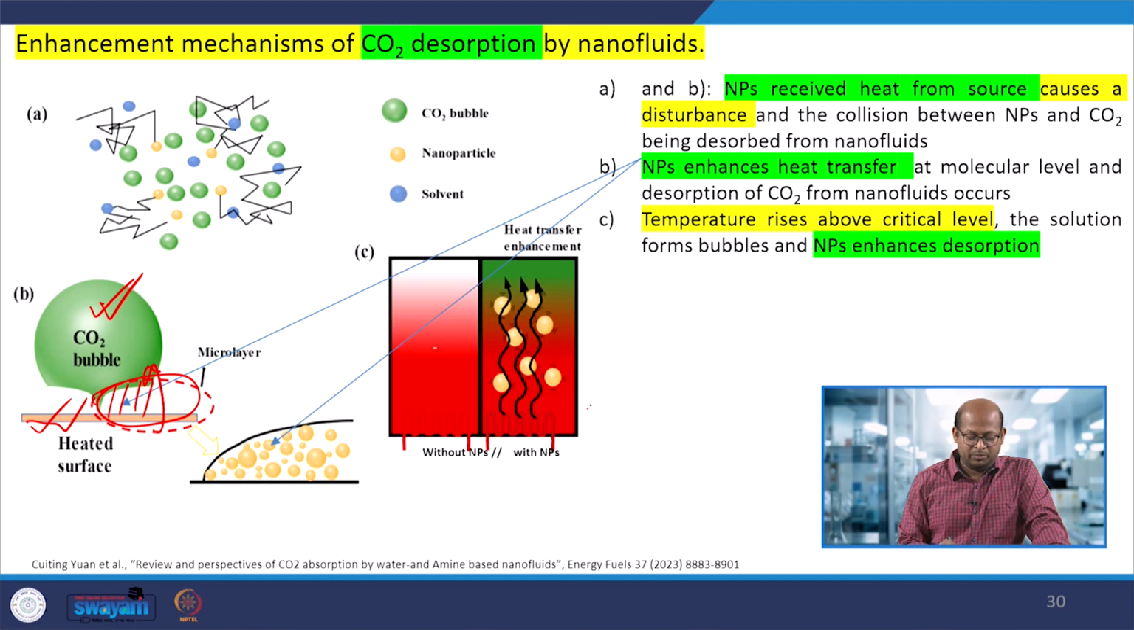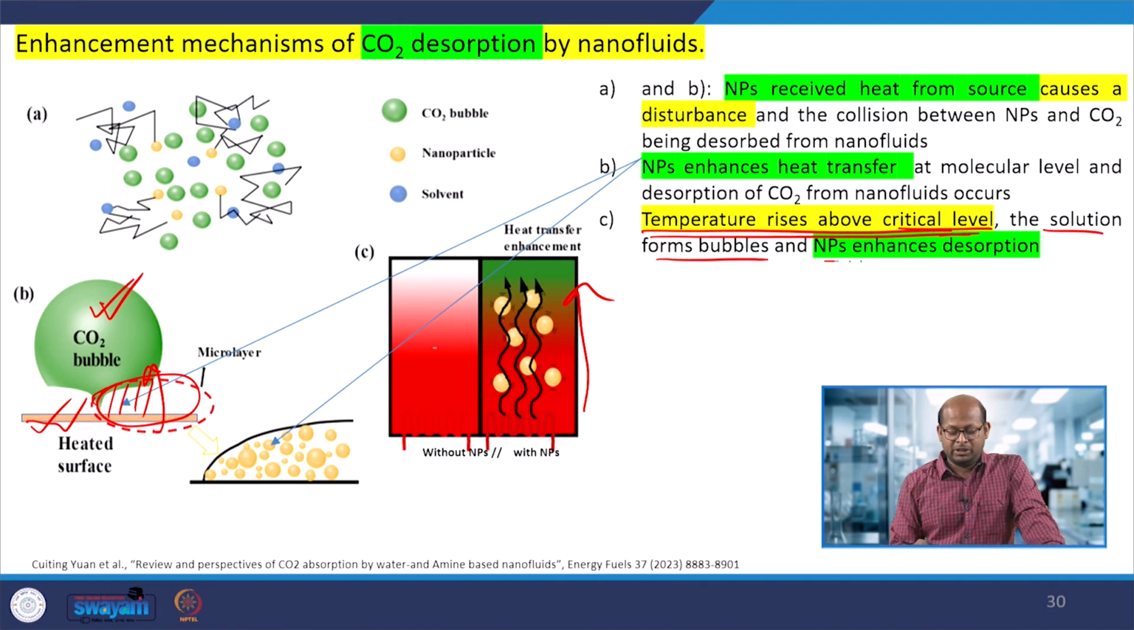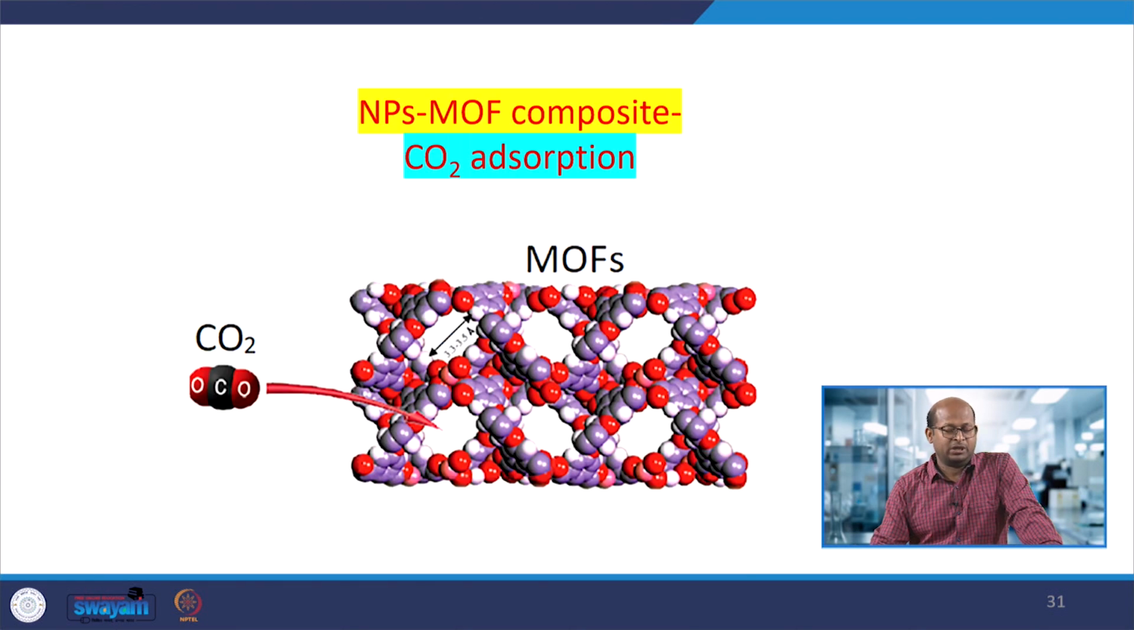Here the temperature rise also has a critical value, so we cannot increase the temperature arbitrarily. Once it reaches a critical value, the bubbles and nanoparticles enhance the desorption. Here these are the nanoparticles. If we reach a particular temperature, the nanoparticles assist in releasing the CO2 that was adsorbed in the nanofluids. Okay. So, we have discussed the role of nanoparticles for CO2 adsorption, desorption and mass transfer operations, using nanomaterials in the base fluid to prepare a nanofluid.